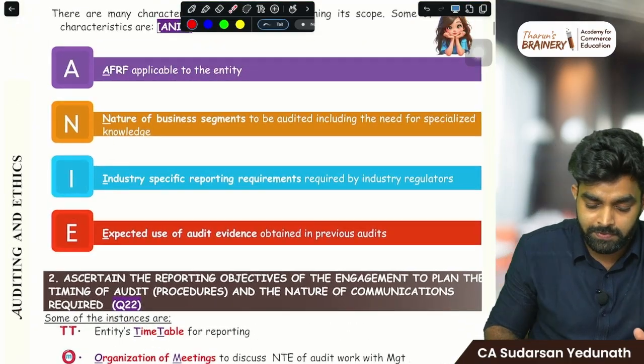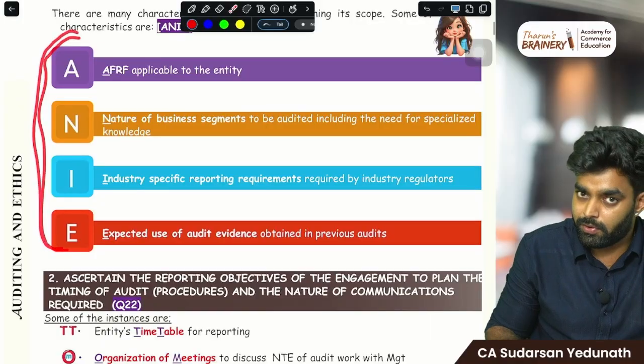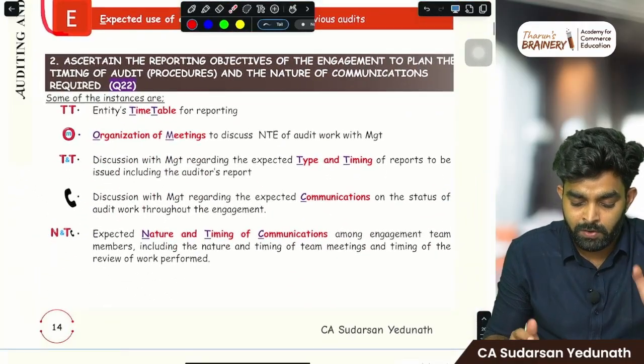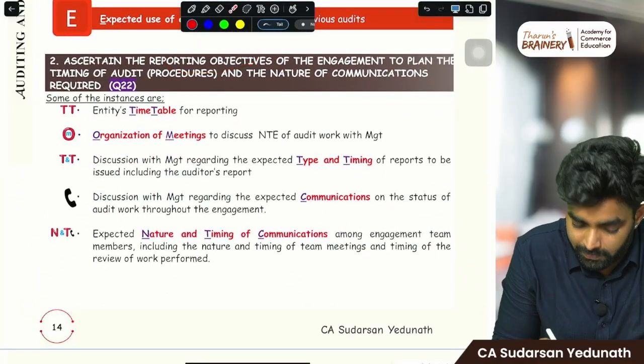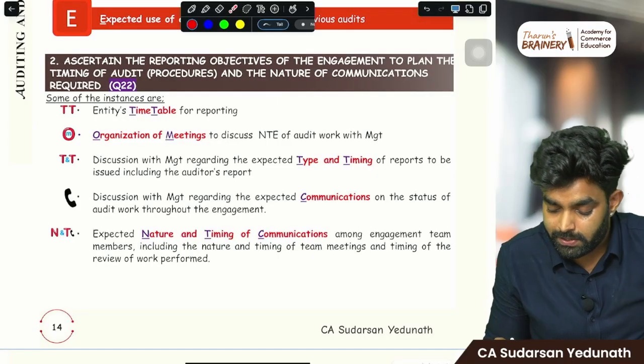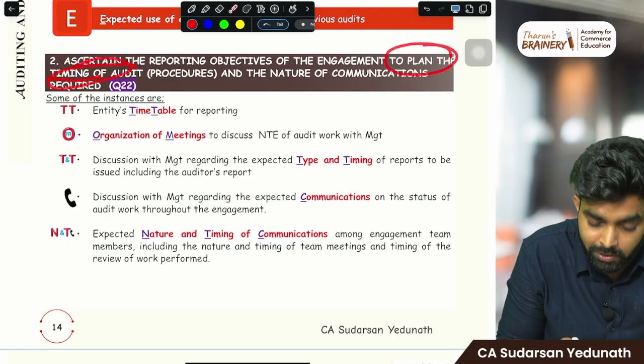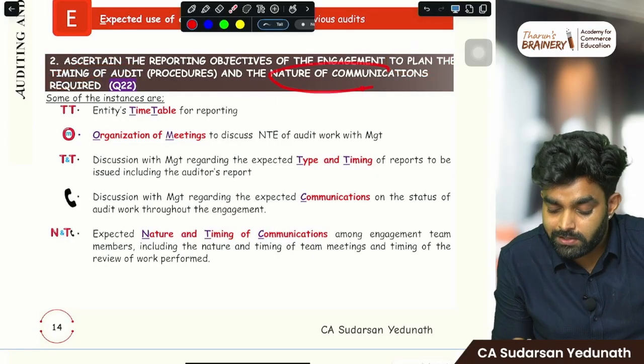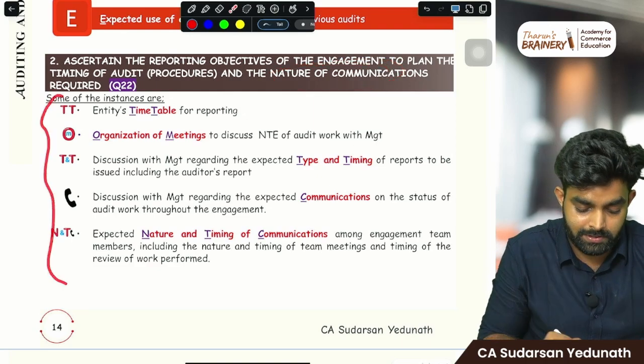Make sure that you first do ANI before you start the audit. Then what you need to do is ascertain the reporting objectives to plan the timing of auditing, and the timing and nature of communication. Don't overthink that, just listen to this.